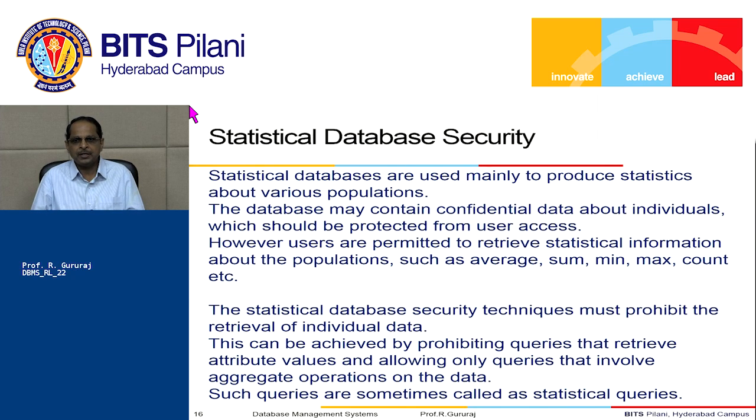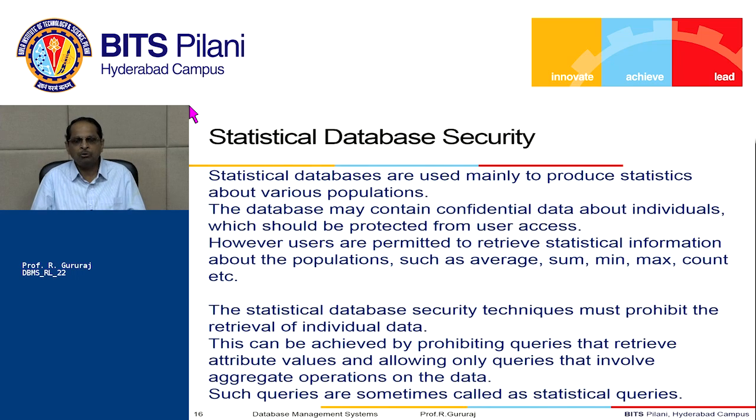From such statistical data, users cannot access the data pertaining to individuals. That means one cannot retrieve saying, please let me know whether a given person is infected with swine flu in 2014. That kind of queries should not be allowed. And of course, then what is the use of such statistical data?